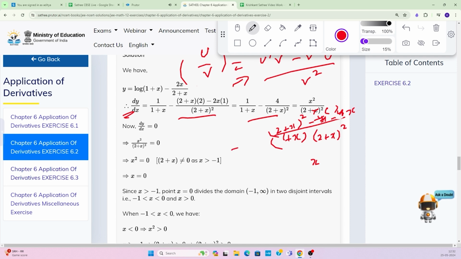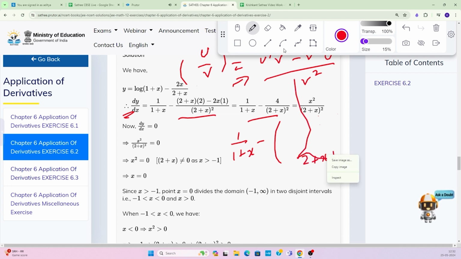So yes, now it is working. Let me just write it for you, every step. So what is happening is that the derivative of this will be 1 plus x. I'll be starting with the first. So now minus, now derivative of the second part will be 2 plus x whole square.